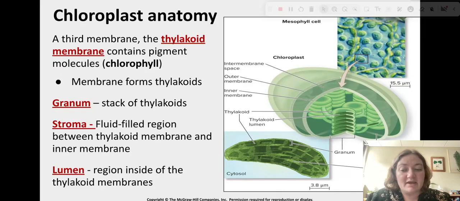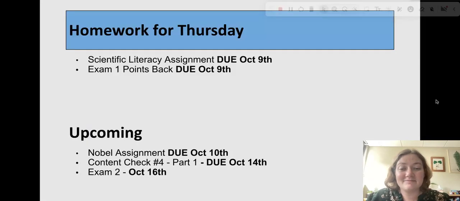If we look at the space inside of the thylakoids, right, this space inside of the thylakoid, that is a fluid-filled region inside of the thylakoid. That is called the lumen. And then the region outside of the thylakoid membranes is called the stroma. Right? These terms will be important when we start talking about the process of photosynthesis.